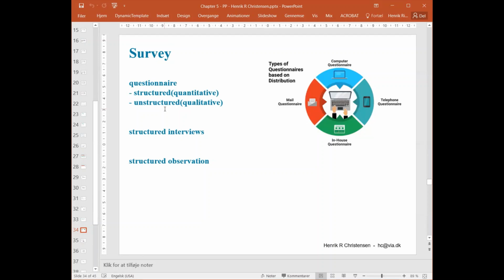So when you send out a questionnaire, and that is why I've taken these types of questionnaires based on distribution, you can actually send it out by mail, snail mail, or with paper, an envelope, etc. Send it out to people, and they will send it back. It's one thing, not that common anymore. Then you can have in-house questionnaires. That is where the researcher is actually visiting people or standing next to them and asking the questions and then noting the answers down himself. Then we can have telephone questionnaires and other online questionnaires.